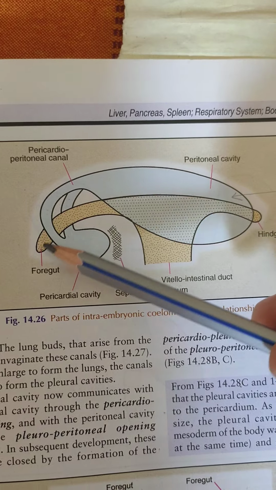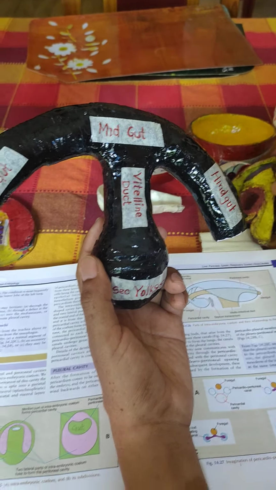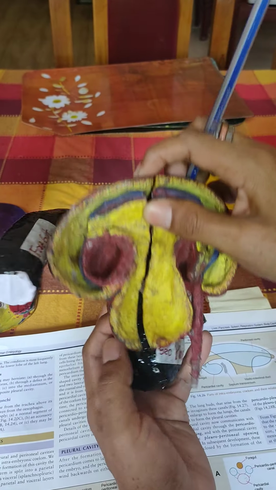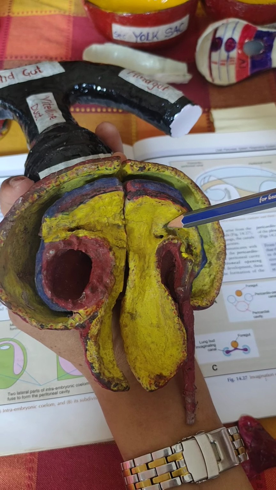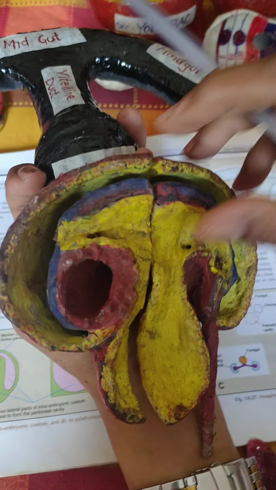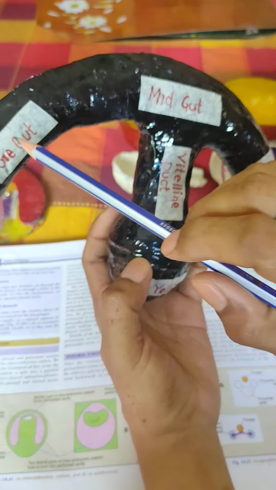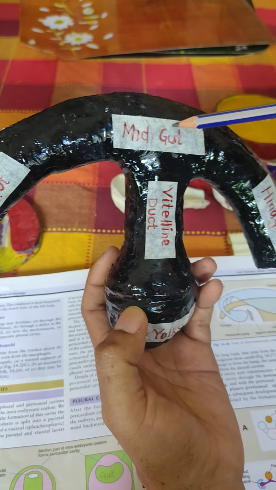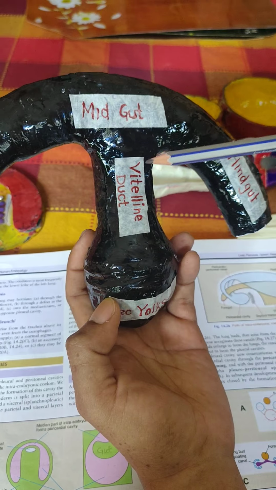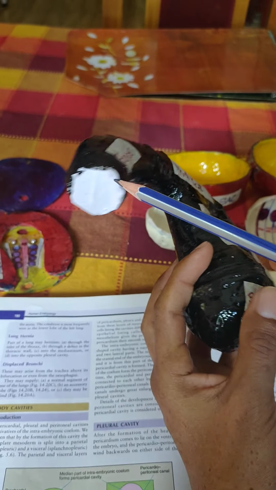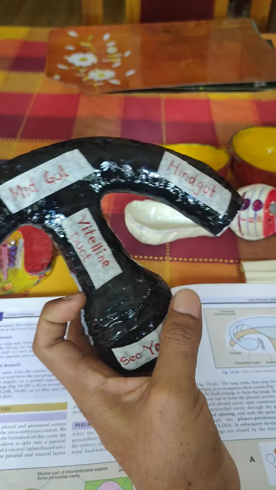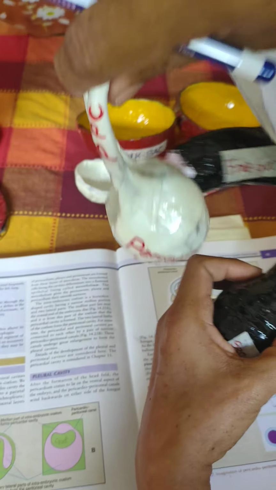Now see this one also. So this is the gut system. Please focus here. We have already discussed this one. This is the foregut, midgut, and hindgut, the vitelline duct, and this is the secondary yolk sac. This is the oropharyngeal membrane and the cloacal membrane. So here you see.